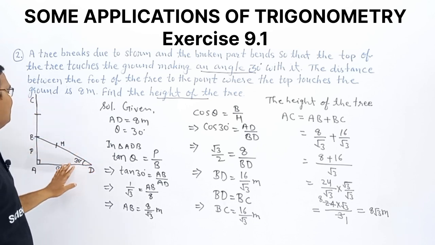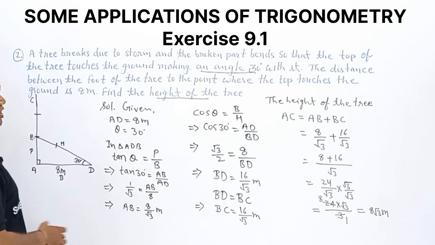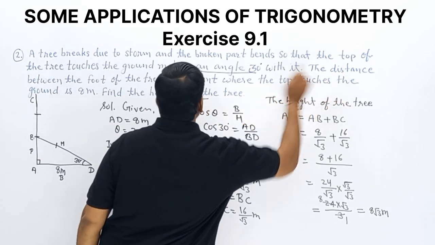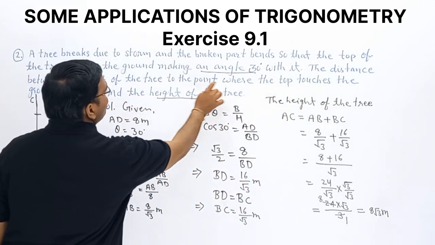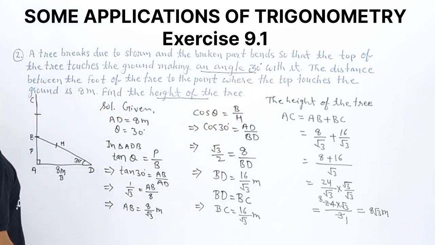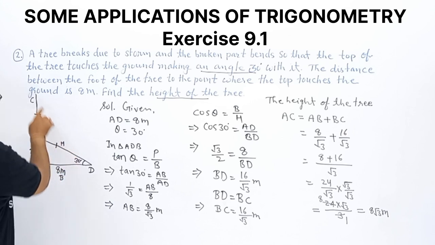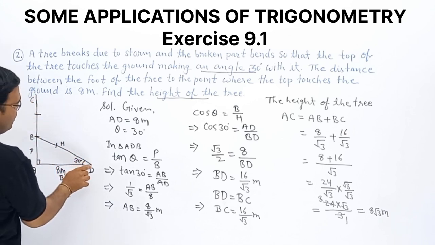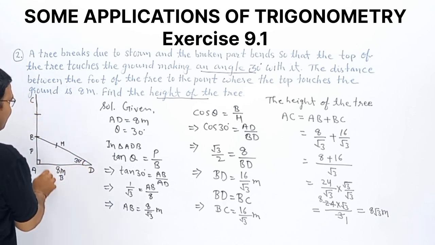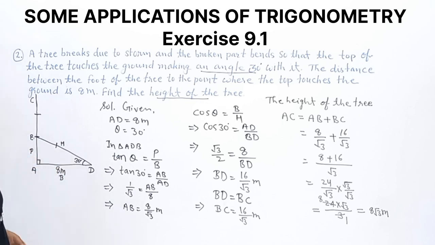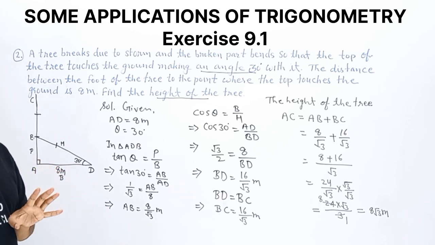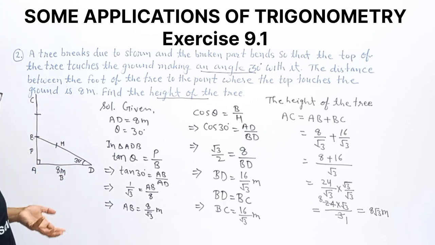Clear? We have one angle. The next point is the distance between the foot of the tree and the point where the top touches. The foot of the tree is A, and the point where the top touches is D. The distance between both is 8 meters. This is a right triangle with an acute angle, so we will use trigonometric ratios to find the perpendicular and hypotenuse.